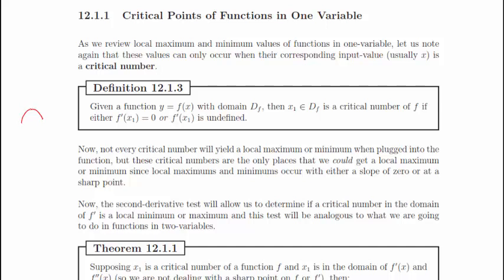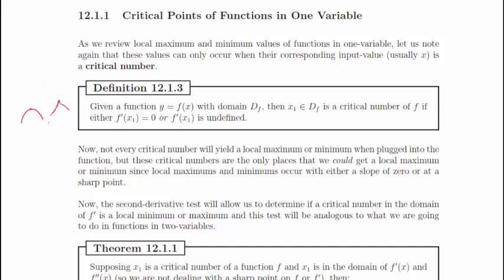then it's either, I'll just talk about this for maximums, and it's all symmetrical if we're talking about minimums. So if I have this y value at the top of this hill that is a maximum value, then the slope here is 0. If I have a sharp point like this, then the derivative is undefined.